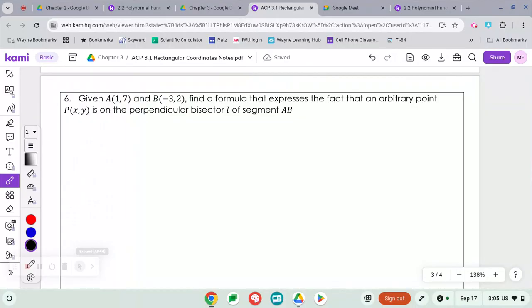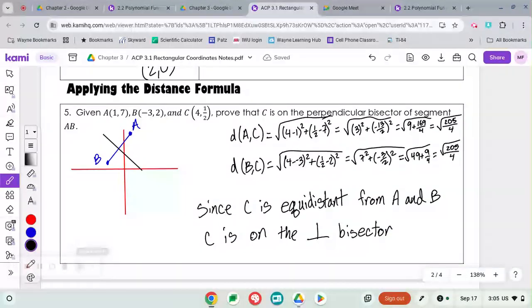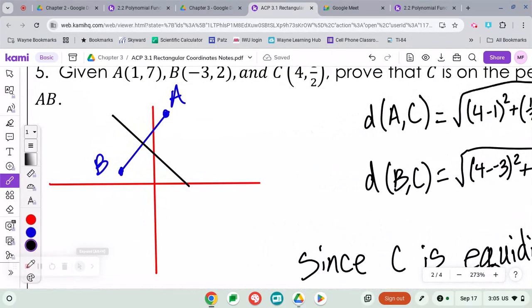Okay, so it says, given that A is (0, 17) and B is (-3, 2), find a formula that expresses the fact that an arbitrary point, meaning just some random point, P(x, y), is going to be on the perpendicular bisector L of segment AB. So if we go back to our picture from yesterday, same points A and B, we're just saying this is like our L, right? That is some arbitrary point on it. What would be a formula that would represent the scenario?